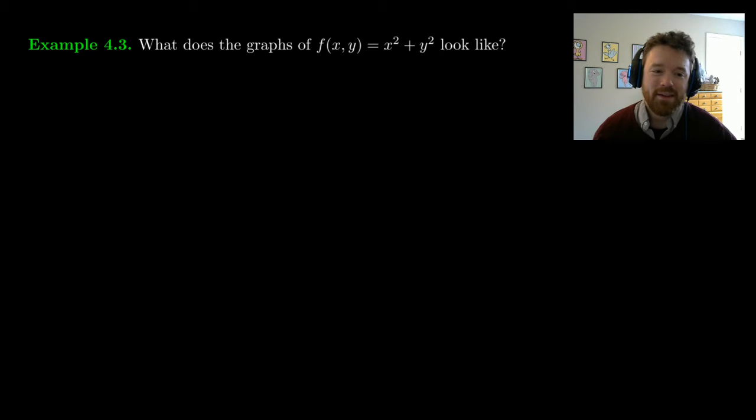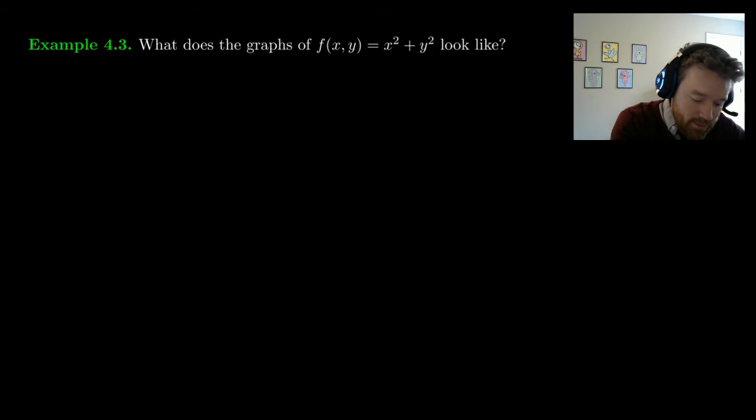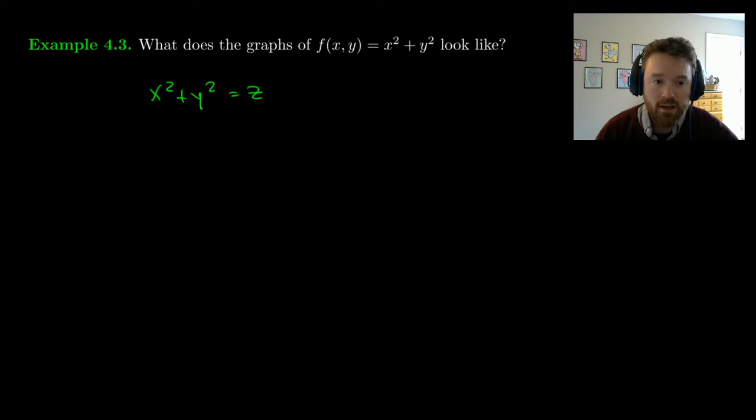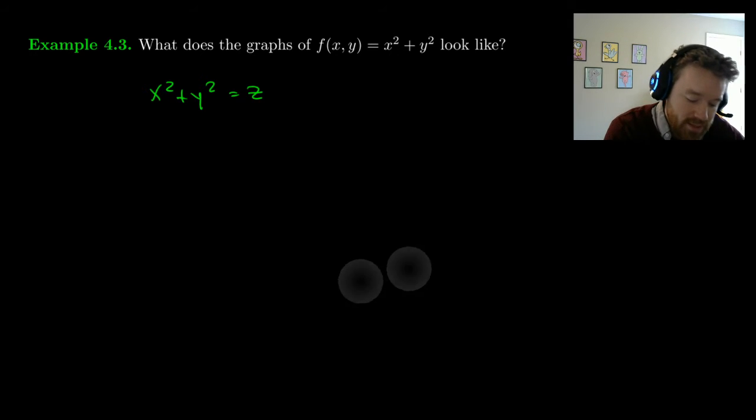Okay, so now for a slightly more complicated example. What does the graph of f(x, y) = x squared plus y squared look like? So here again, let's say x squared plus y squared equals z. If I'm asking you to think about something geometrically, then you can safely assume that I'm assuming that f(x, y) is some height. And so x squared plus y squared equals some z.